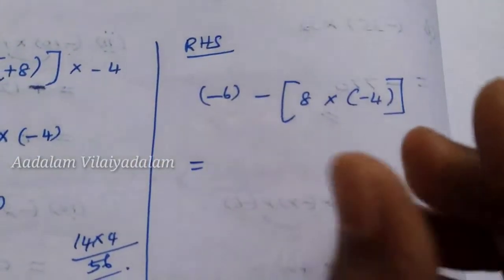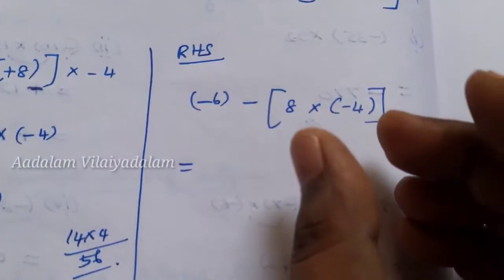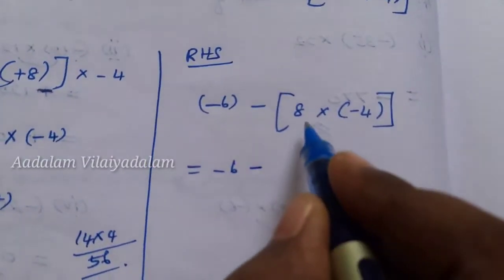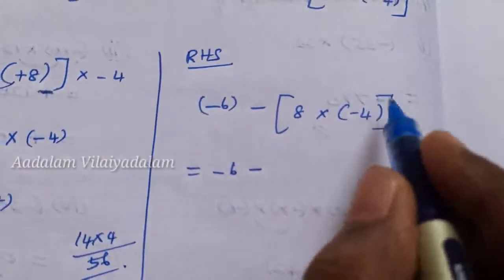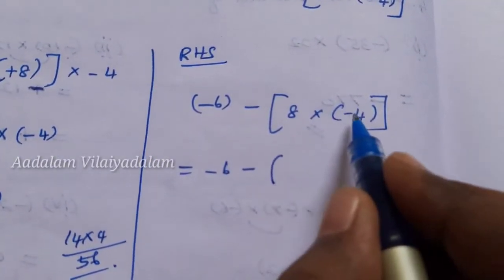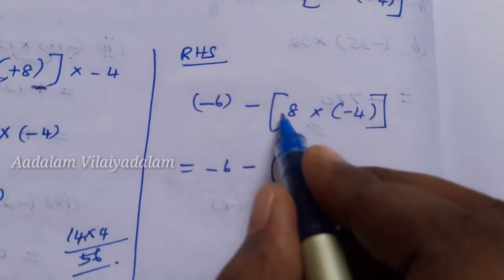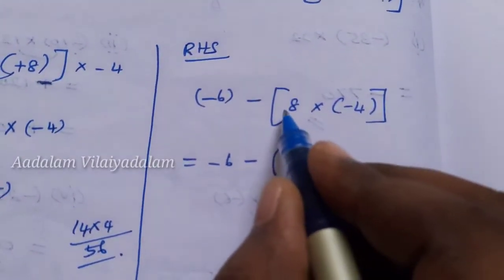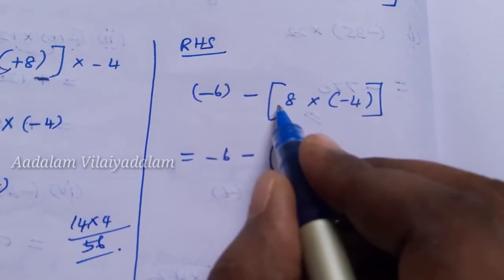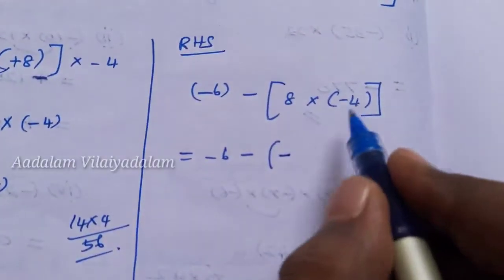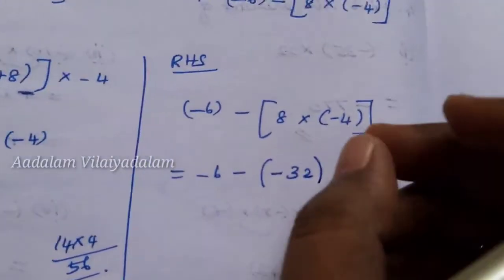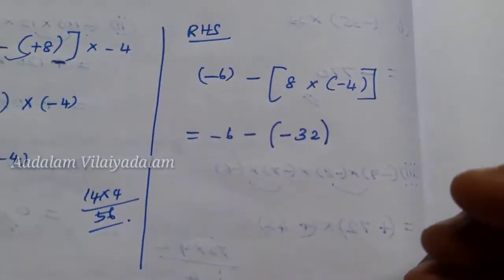What happens here? First we need to solve the integers inside the bracket. So write the remaining values as it is. Now let's convert this square bracket into a curly bracket. Inside, let's multiply the signs. Here it is a plus sign, here there is a minus sign. So first if we multiply the sign, plus into minus will get minus. 8 4s are 32. So we converted and simplified the bracket value.